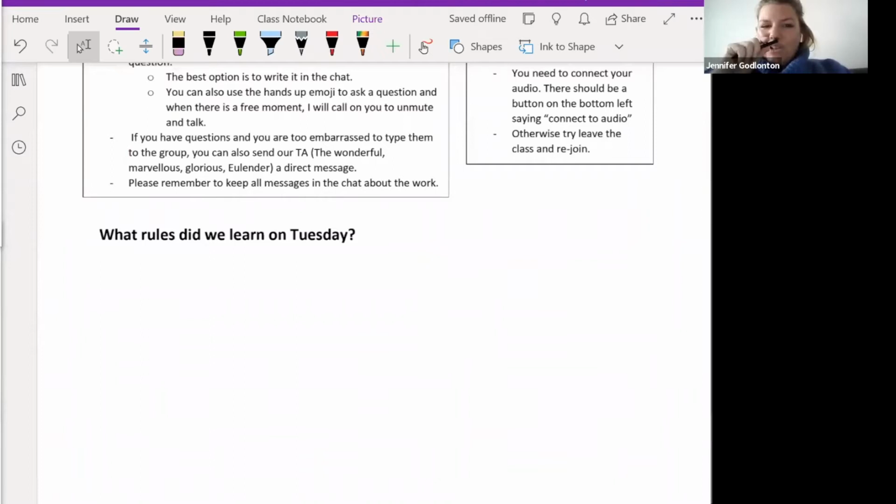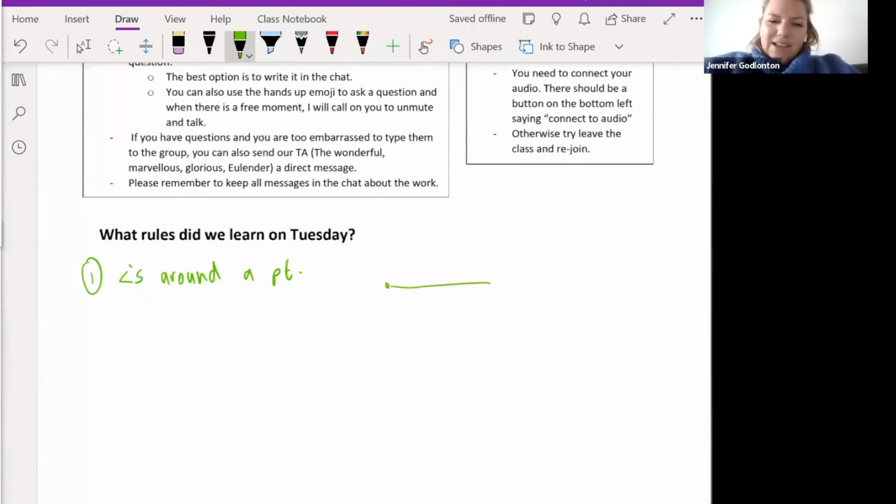Who remembers one of the rules that we learned on Tuesday? Yes. The first rule we learned was angles around a point. Good. Excellent. What does that rule mean? When would we use a rule like that? When it forms a circle, the angles add up to 360 degrees. Beautiful. So we have all of those around, that's going to equal 360 degrees. Perfect. Well done.